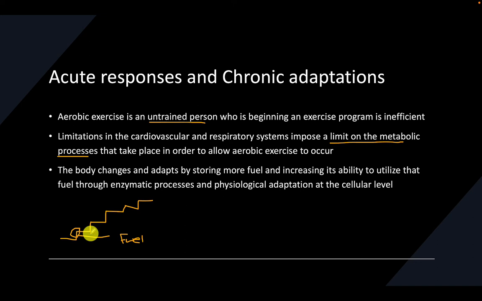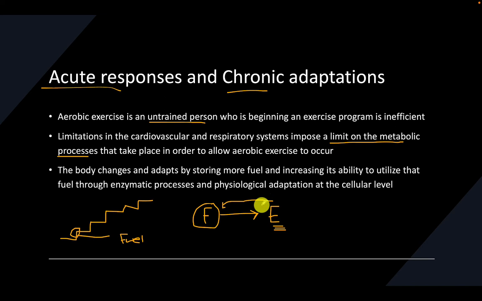So in an untrained person, this limits their capacity, but it's an easy fix. Within the first few weeks of exercise, again, we're talking about acute responses, we will store more fuel. So we will store more of it as a result. That doesn't mean that we can utilize it right away. So some of the chronic adaptations that are going to come is we will start to develop more enzymes, I'm just going to put an E for enzymes, that will break down this fuel and allow us to use it. And again, that's an easy fix, and it's not a major adaptation that's going to happen, because this is just a matter of transcription and translation. This is just a matter of putting some more of these proteins in the cell.